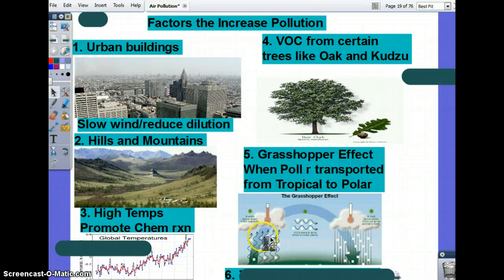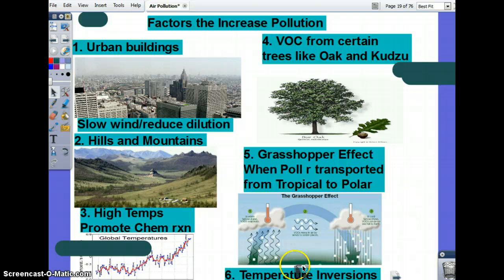The grasshopper effect is a term that you need to understand. It's when pollution is transferred from tropical regions, which is where heat is or temperatures are higher, so that means pollutants are more concentrated or more prone to chemical reactions, and they're transferred to the polar regions, where you shouldn't see such intense pollution. That's called the grasshopper effect.